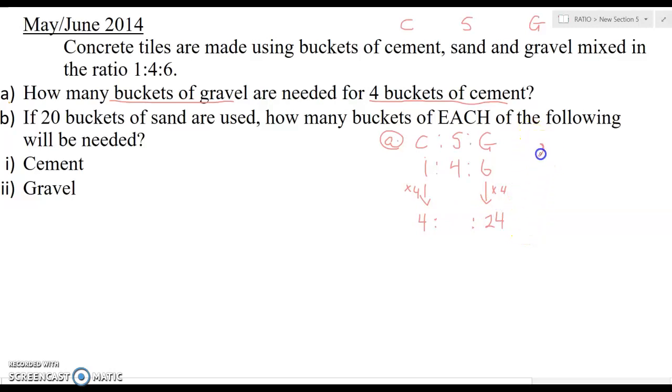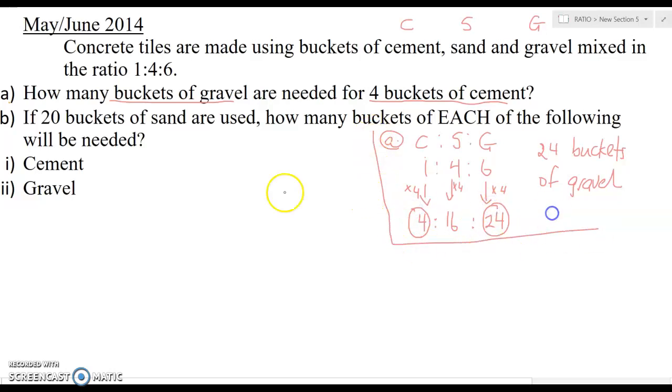So this will really be 24 buckets of gravel needed for 4 buckets of cement, right? And you could have multiplied this 1 by 4 too, so you know how many buckets of sand you need, right? 16, right? So when you have 4 buckets of cement, we need 24 buckets of gravel. Very simple. Let's look at part B.